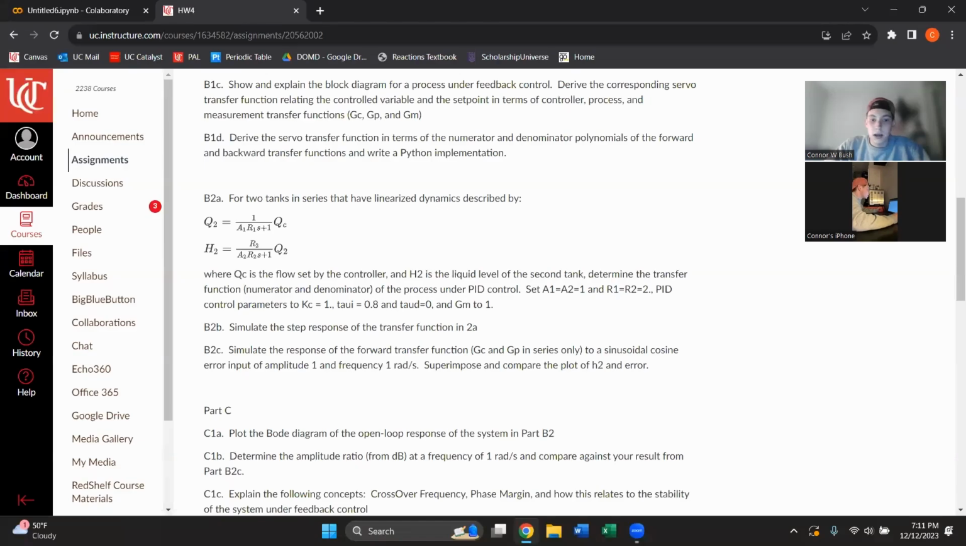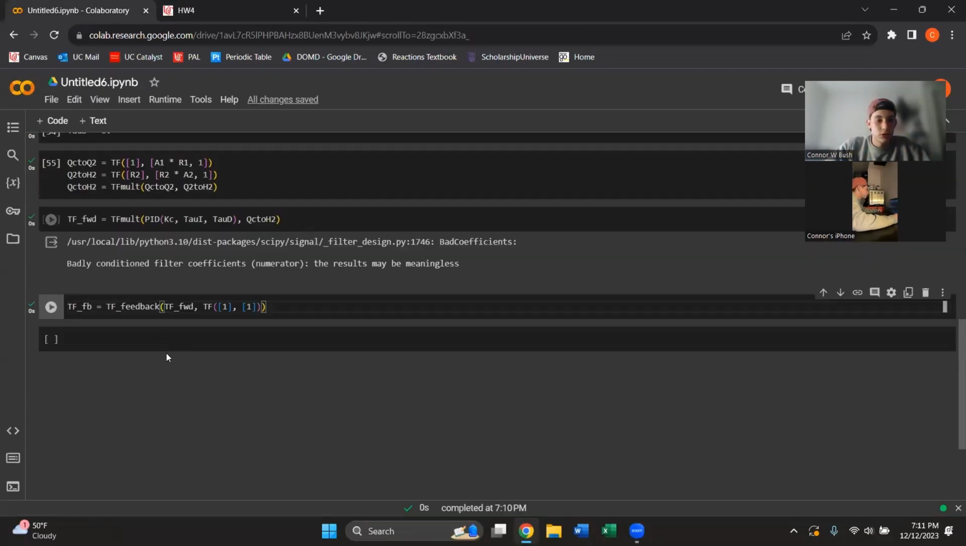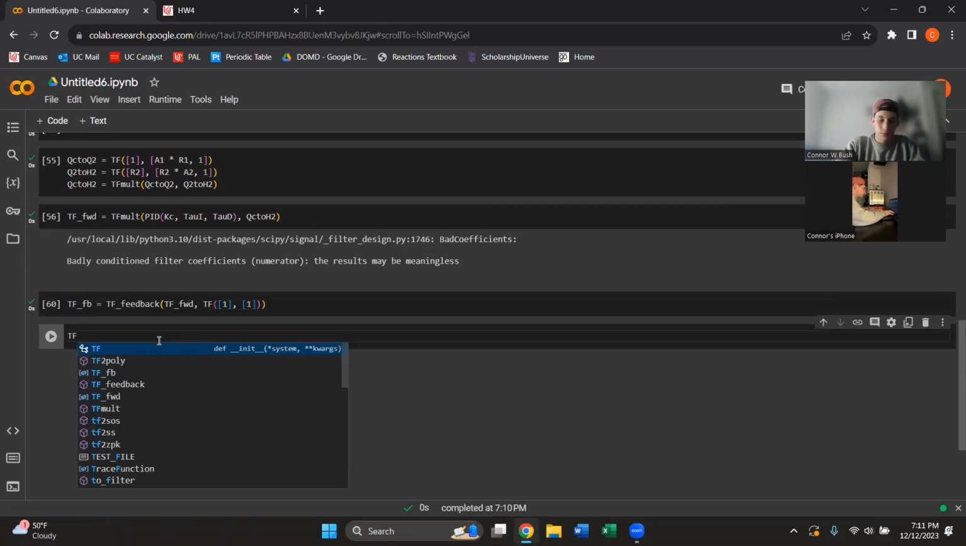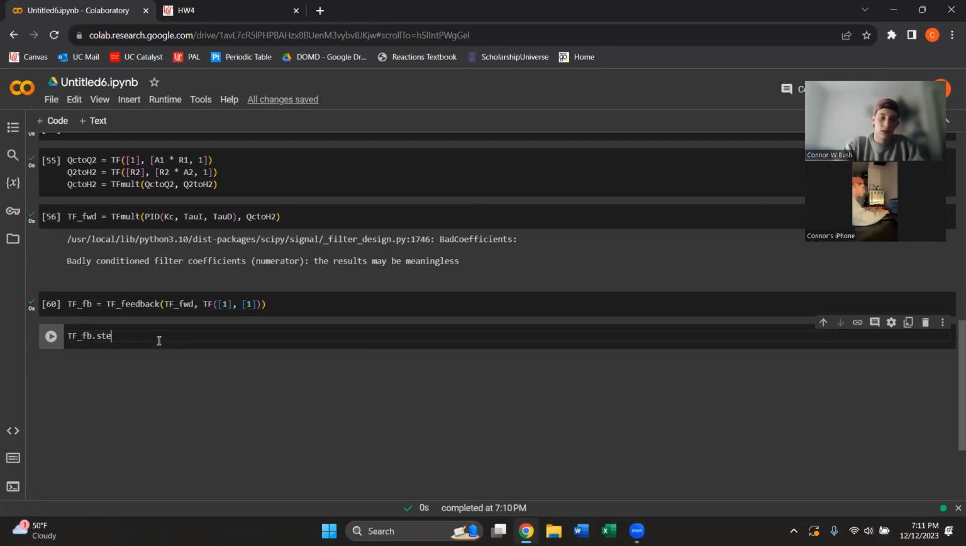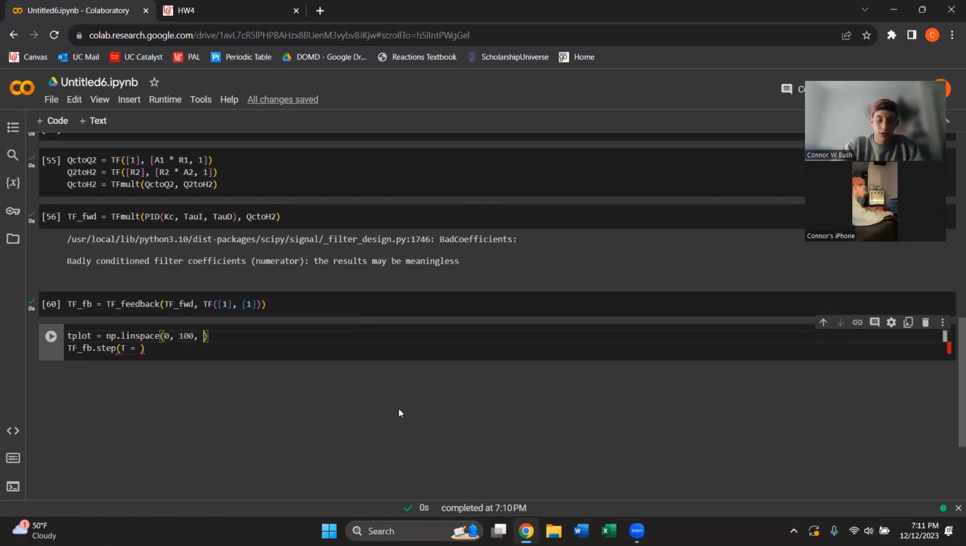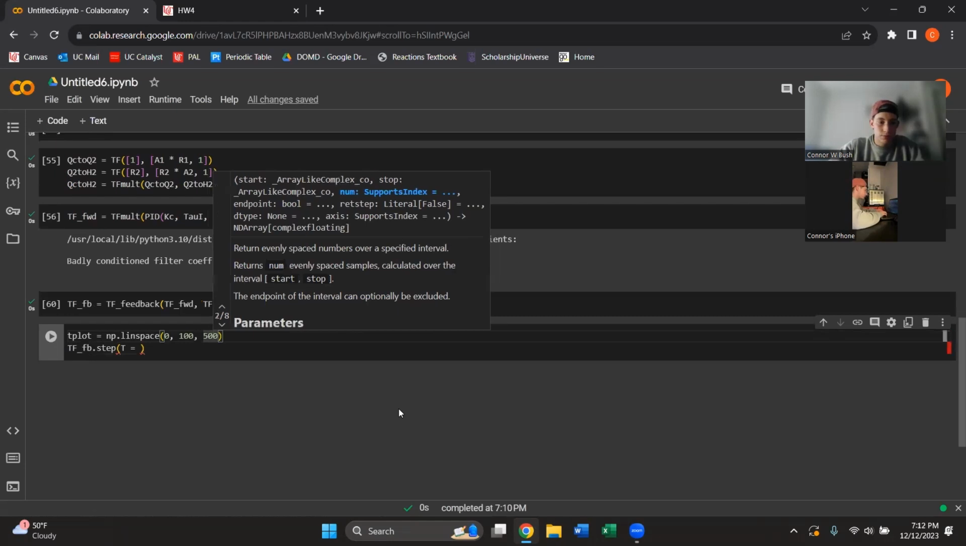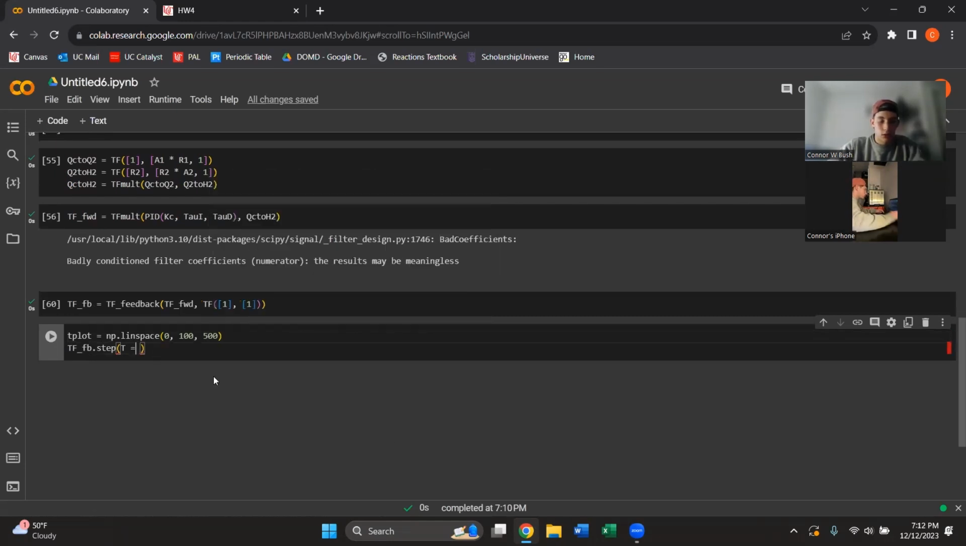So we want to get a step response from the transfer function we just created. That's going to look like this. However, we want to input some sort of time system here. So we're going to make a time plot, call it t-plot, go from 0 to 100, and then we'll do 500 points in between. And then we're going to set our time interval to that time plot.